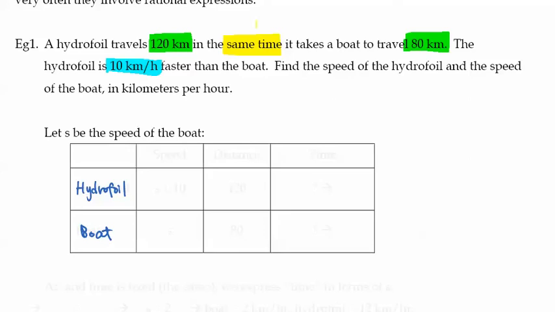So how would you express the speed for both of them? If I'm to let s be the speed of the boat, what would be the speed of the hydrofoil? S plus 10. So we are done with the speed. For the distance, we have the distance traveled by both of them. It is 120 for the hydrofoil and 80 km for the boat.